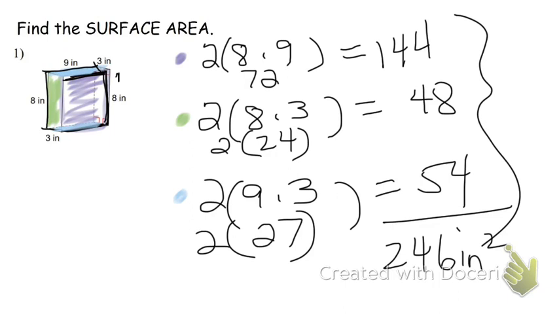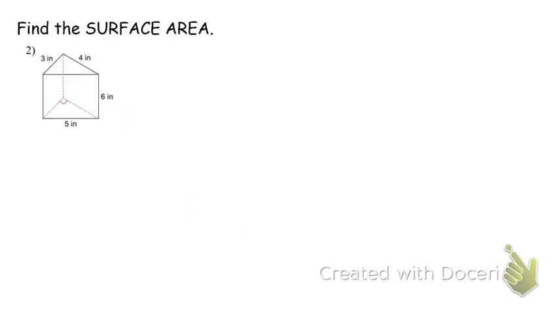Now I want you to think about what that means in the real world. Let's say this really is a cereal box. So a real world application of surface area might be, how much cardboard do I need in order to make that cereal box? That's surface area. Versus volume would be, how much cereal is inside of that box? That's the difference between surface area and volume. Okay, next example.